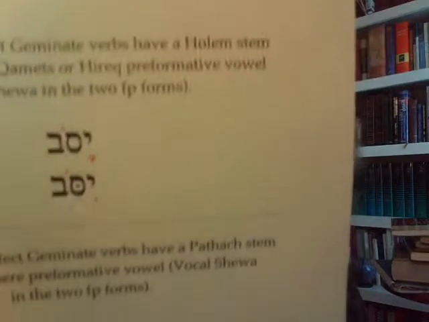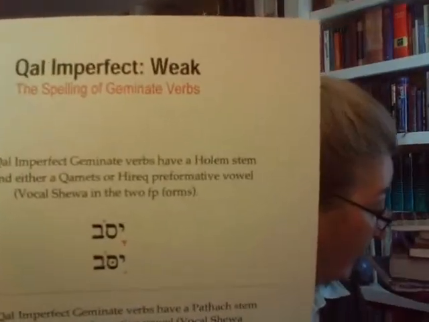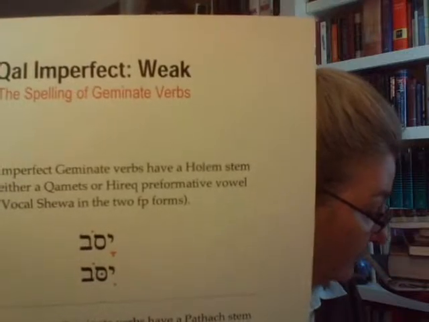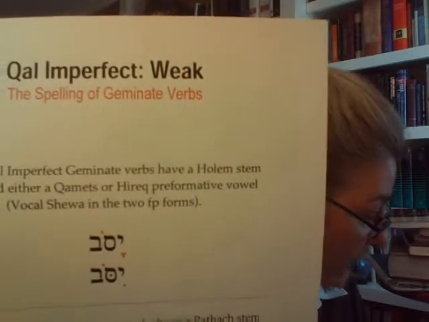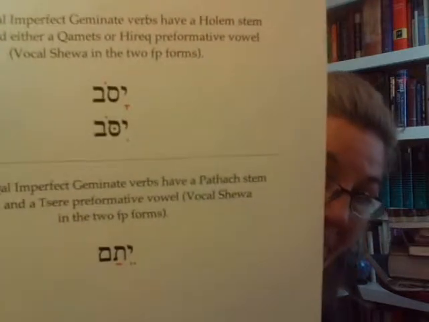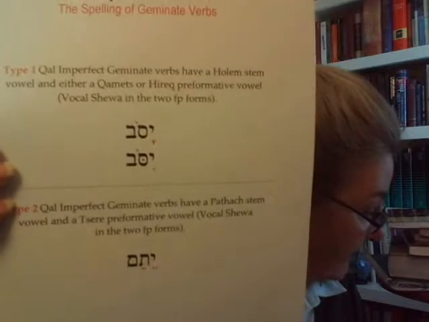Welcome back. Let's look now at 16.13, the geminate verbs. Now I'm going to hold up a paradigm for you here. There we go. There are two types of geminate verbs. Type 1 has a holem stem vowel in most forms. Type 2 has a patach stem vowel.